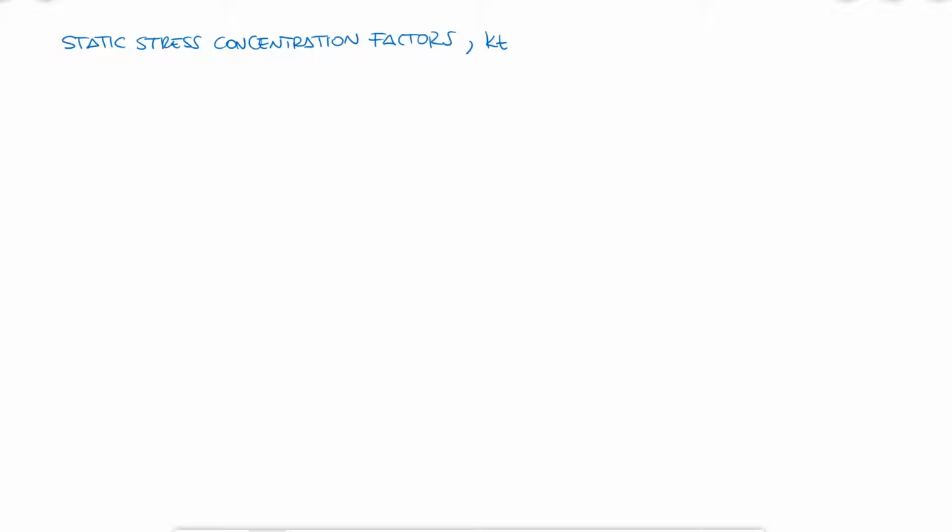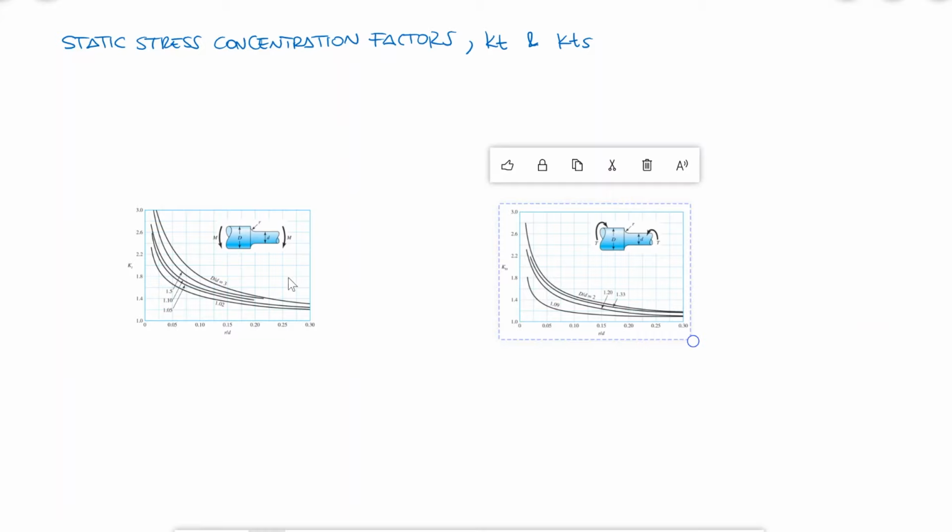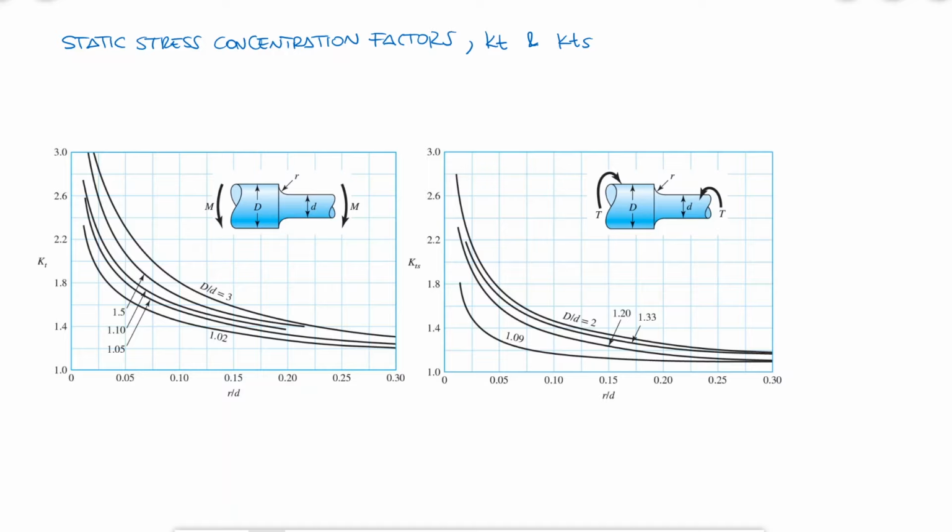We find these by looking up stress concentration factors for a round shaft with a shoulder fillet for both torsion and bending. With a large diameter of 5 inches and a small diameter of 2.5 inches, my capital D over lowercase d ratio is equal to 2. And with a notch radius of 3/16 of an inch, the r over d ratio is 0.125.